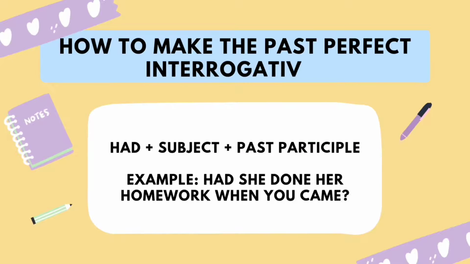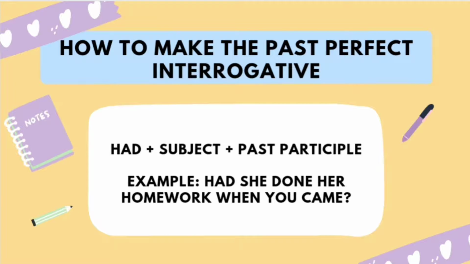How to make the past perfect interrogative. To form questions, use had plus subject plus past participle. For example, had she done her homework when you came?